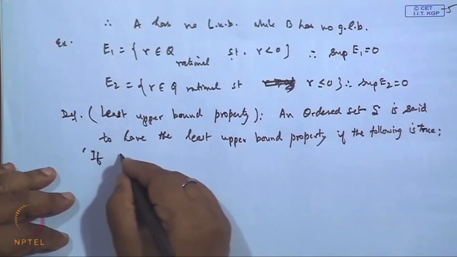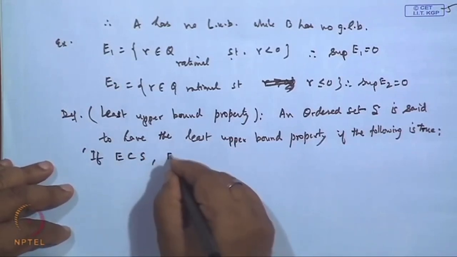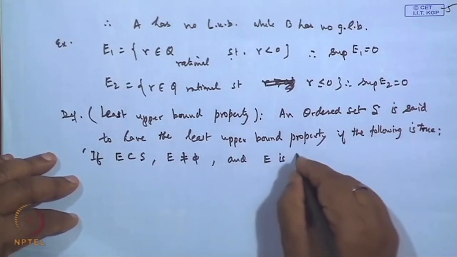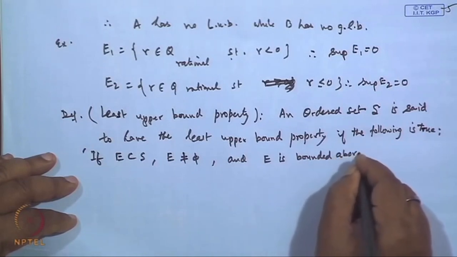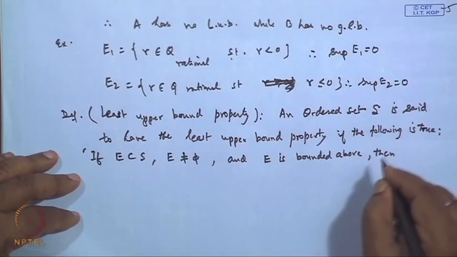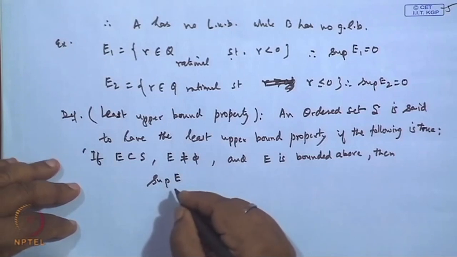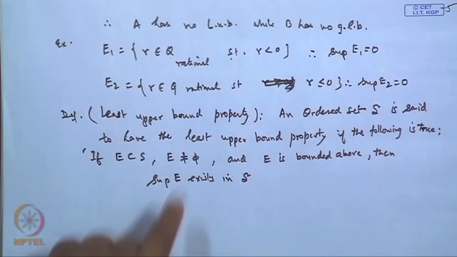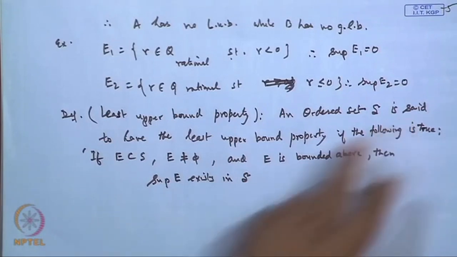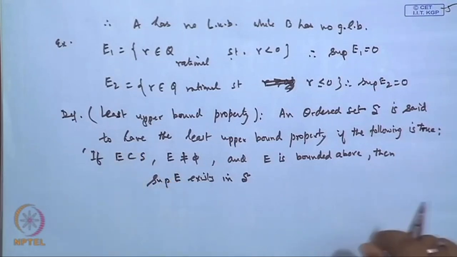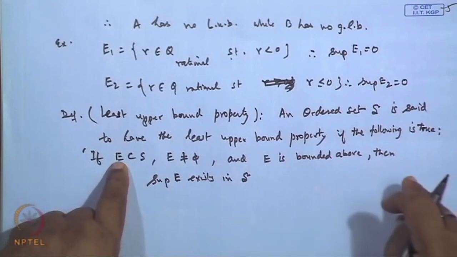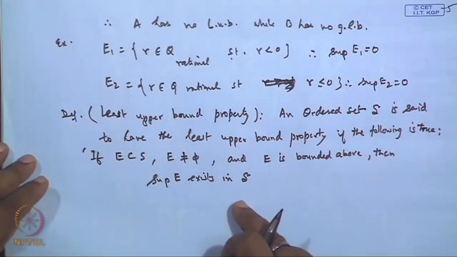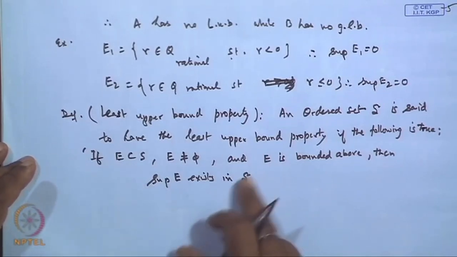If E is a non-empty subset of S, and E is bounded above, then the supremum of E, that is the least upper bound of E, will exist and exist in S. So this is the least upper bound property of a set. An ordered set S is said to have the least upper bound property if any non-empty subset of S which is bounded above has its supremum existing in S. If for any such set the supremum does not exist, then the set will not have the least upper bound property.